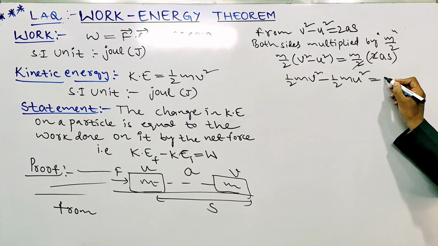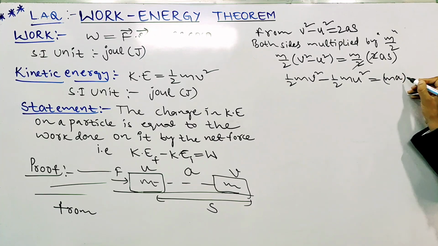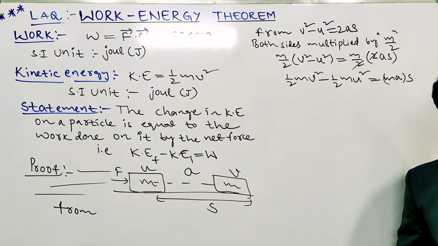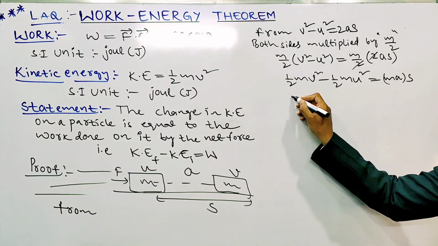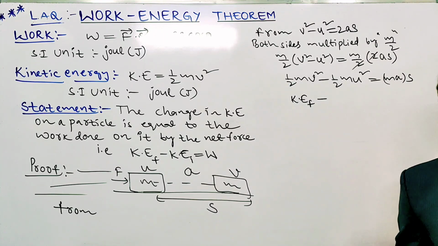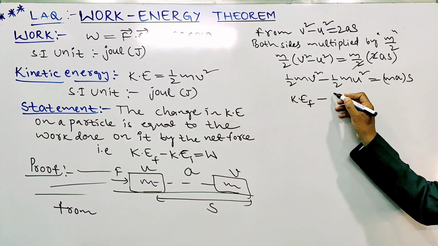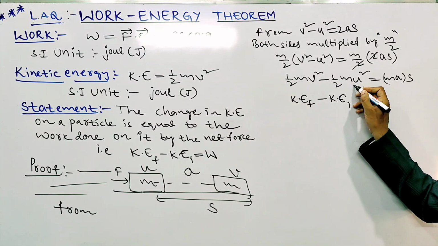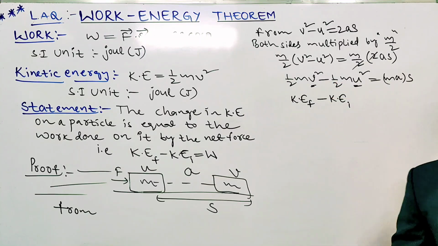Ma into s. I am writing ma in one bracket, because we know the formula F equals ma. Here half mv square is the final kinetic energy, and half mu square is the initial kinetic energy, where u is the initial velocity and v is the final velocity.